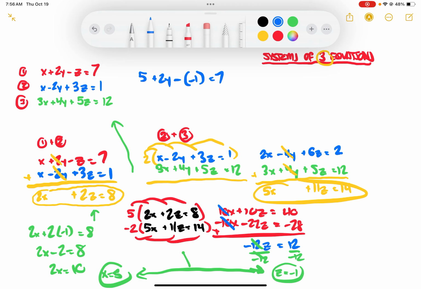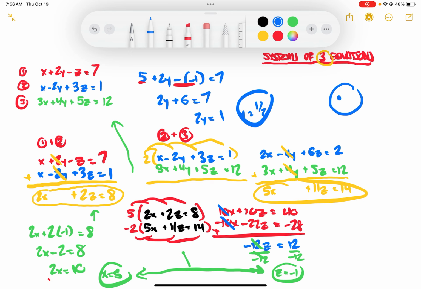All right, let's combine like terms here. So 5 plus 1, right, because minus negative 1 is the same as adding 1. So we got 2y plus 6 equals 7. Subtract 6 from both sides. 2y equals 1. Divide both sides by 2. y is 1/2.